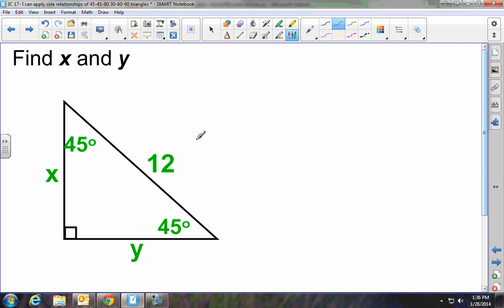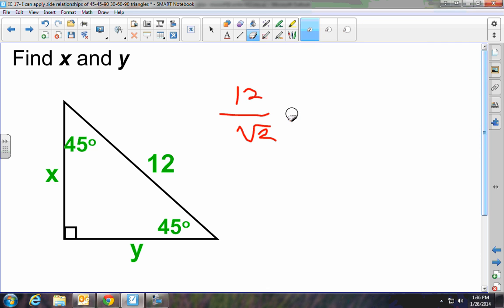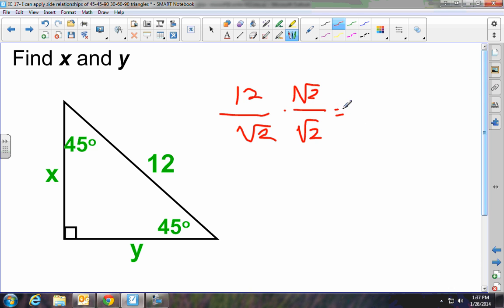Let's try another one here. We've got 12, and 12 is the hypotenuse. So when we're going from hypotenuse to leg, we have to divide. So we're going to do 12 over radical 2. And when we rationalize that denominator, we multiply top and bottom by radical 2. And that gives us 12 radical 2 over 2.